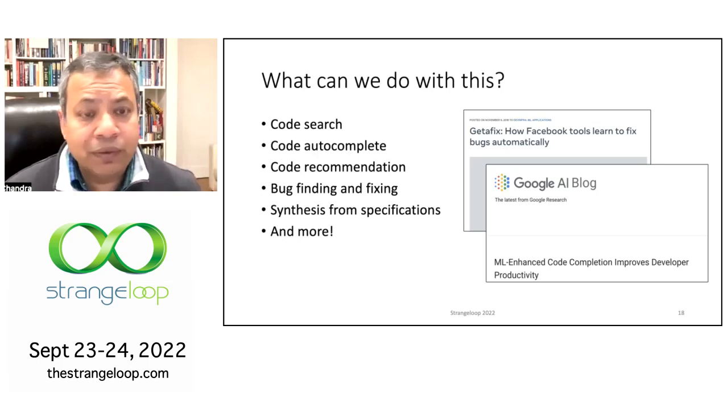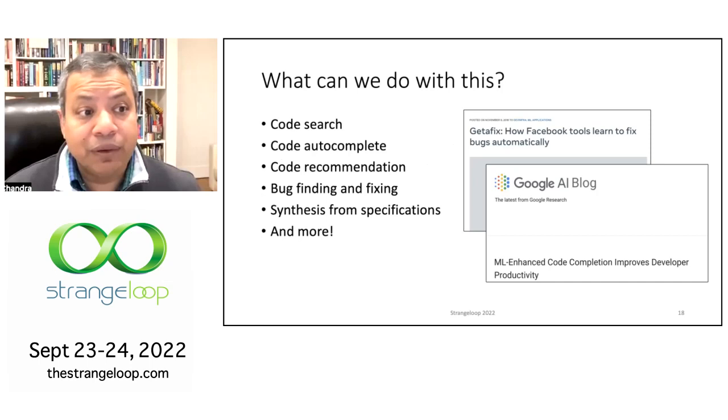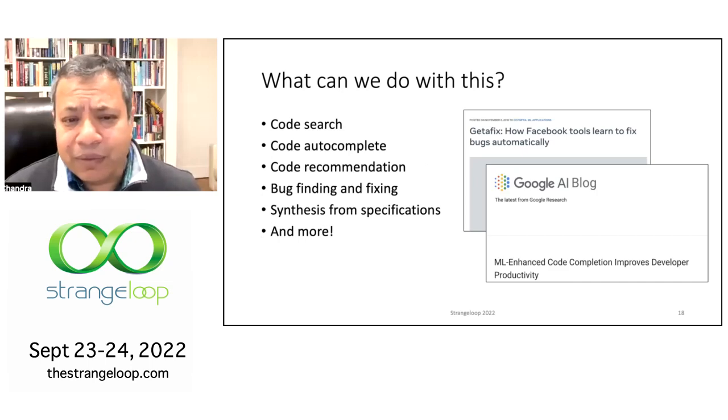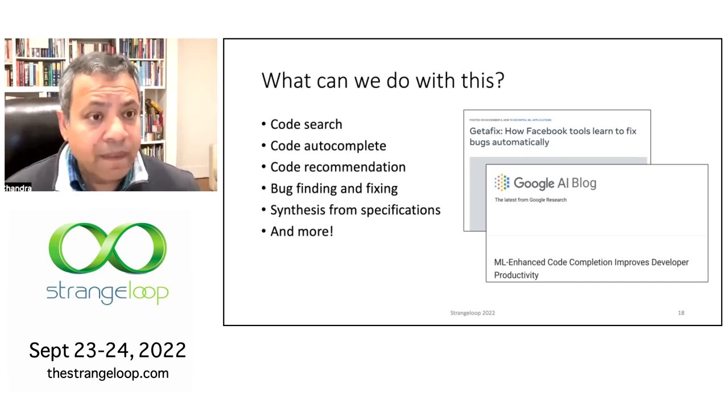Okay, so what do we do with all this data and all this ML? Well, you can build a variety of tools. Some of them are mentioned here: code search, autocomplete, code recommendation, bug finding, bug fixing, all of that. Here I'm showing on the right a couple of screenshots from blog posts that have appeared in the recent past. So this is a pretty active area. These tools are beginning to get real.